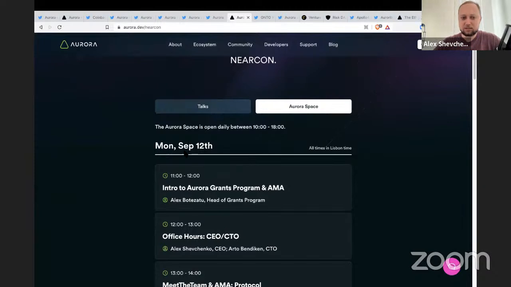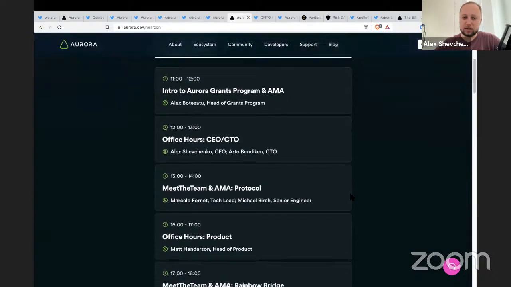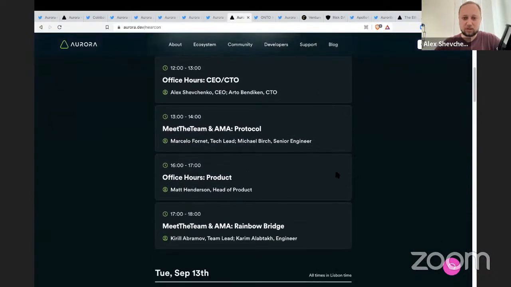So there are 3 days from Monday till Wednesday, and there is a schedule of what is going to happen at Aurora Space at each moment in time. So take a look at this. It's super simple, super handy. For example, you would understand that on Monday from 1 p.m. to 2 p.m., Marcella and Michael are going to talk about the Aurora protocol as a whole. So book your calendars. I do believe the information is presented in a very convenient manner. And I'm just waiting to meet all of you guys there. In just a couple of days, we are going to be in one place and be ready to talk to each other.